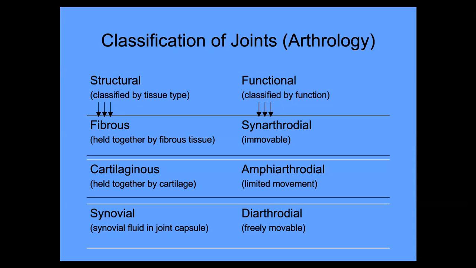So it's important to understand the movements that occur in all joints. And so we're going to look at classification of joints first. So we want to look at the structural part first. We need to understand that there are three different types of structure, how they're classified by their structure.